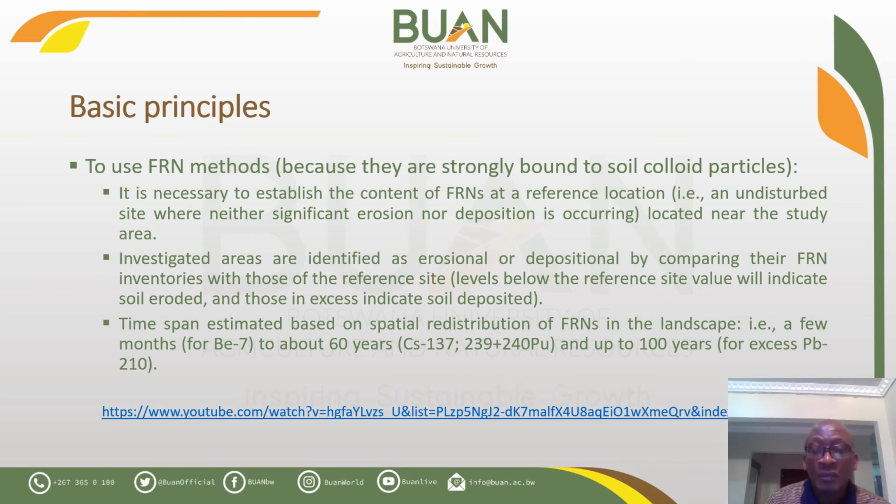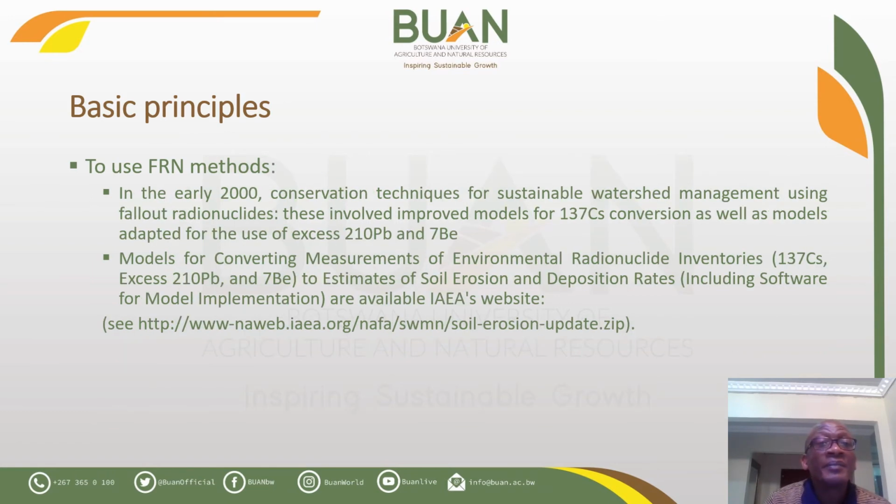And using that, you can also use conservation techniques such as models adapted for the use of lead-210 and beryllium-7 in order to come up with some information on how land is being affected by erosion of some sort.